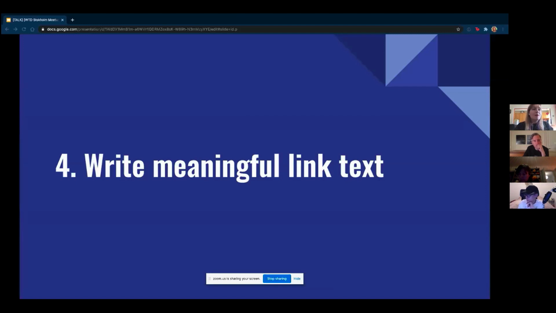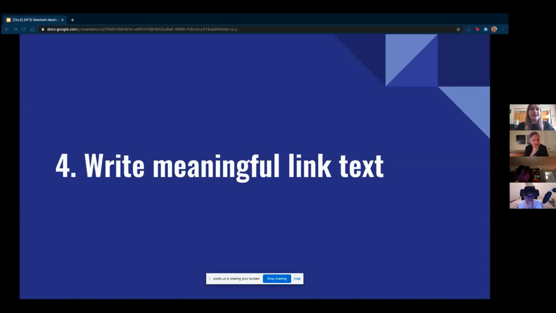Tip 4, write meaningful link text. Imagine you're in a shopping mall and all of the store signs say store. How do you know what store you're in? You have to look for other clues. Meaningful link text is so important for a product interface and documentation. Link text acts as signposts which guide people throughout a product or a website.